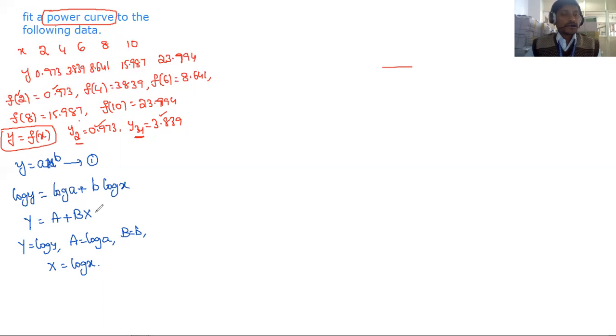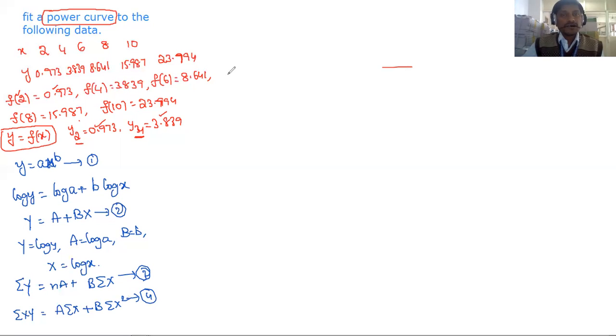Of course, this one we are giving as equation 2, a straight line. So we write the normal equations. Summation Y is equal to nA plus B summation X. Another one, summation XY is equal to A summation X plus B summation X square. So let these be taken as 3 and 4. And now we need to find the values of capital X and capital Y. So first we can write small x and small y.